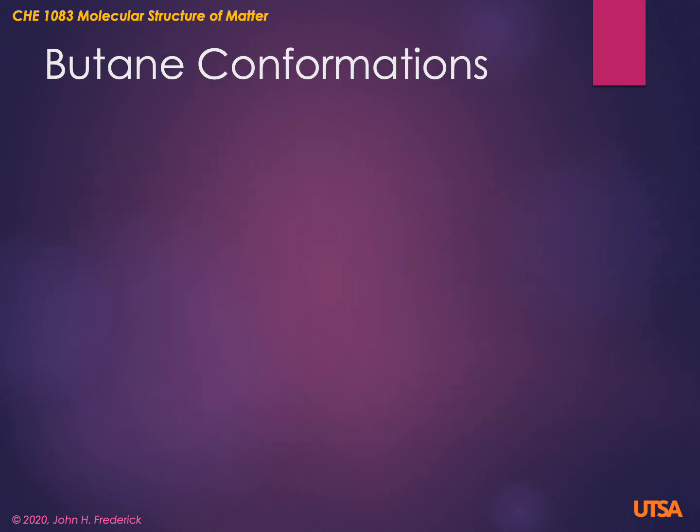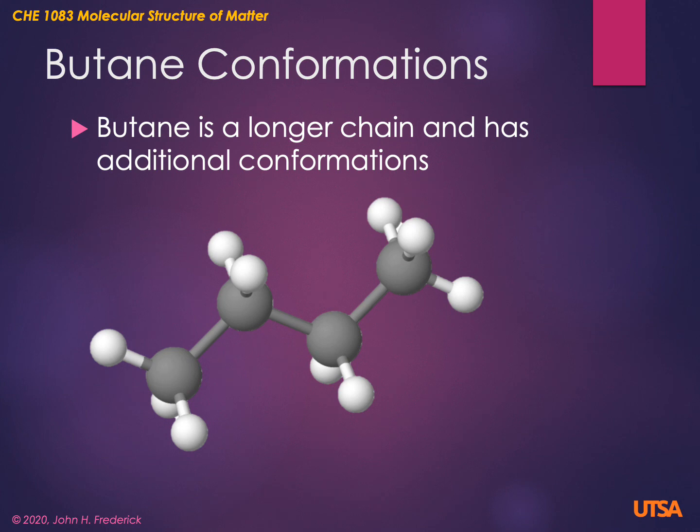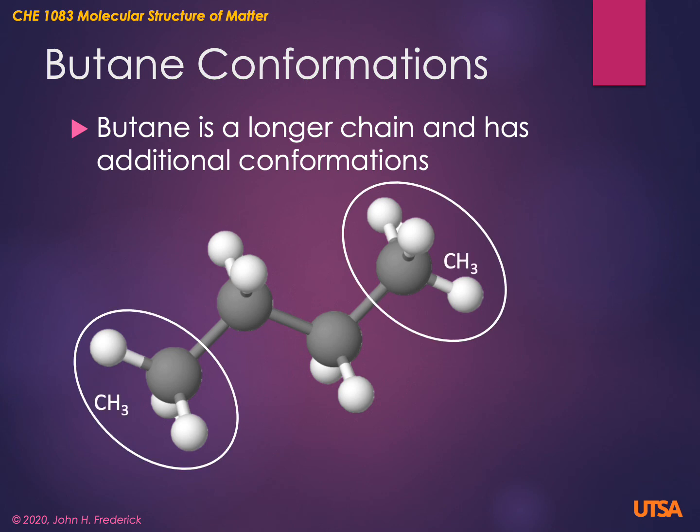Okay, with butane, we're going to have a little bit more complicated situation. Butane is a longer chain, so it has some additional conformations to think about. So this is what butane looks like. We're going to be considering twists about the central carbon-carbon bond, so we actually have, in this case, methyl groups that are attached to the two end carbons about which we're going to undergo that twist. All right, so this is basically a way to understand what we're going to be looking at in butane.